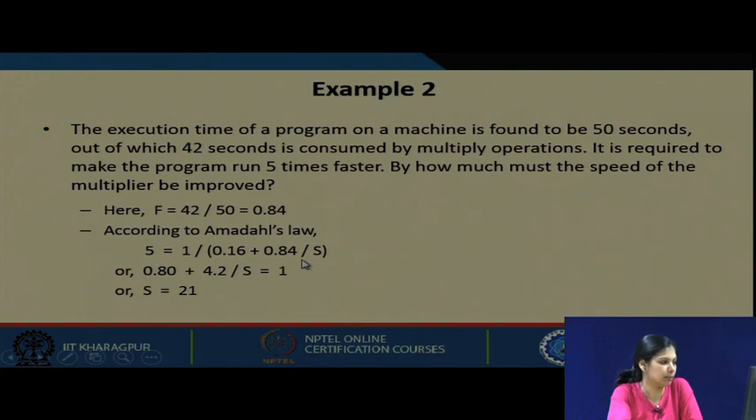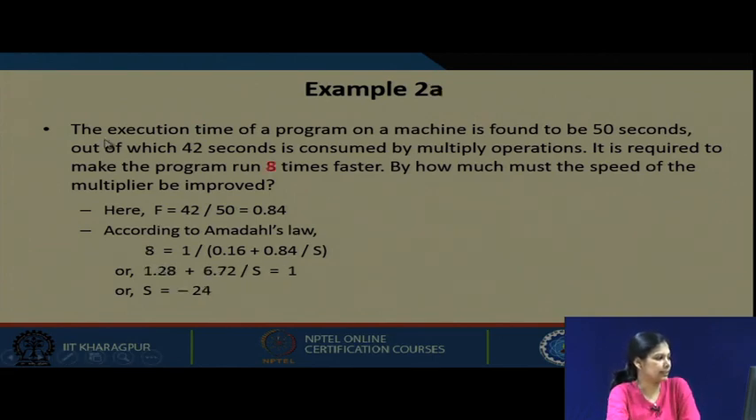So I am dividing that by s, because we need to find out how much speed up on the multiplier you have to do such that the overall speed up is 5. So I solved this equation. If you solve this equation, you will get s as 21. So you have to make a speed up of 21 times to the multiplier so as to get an overall speed up of 5. This is how this problem can be solved.